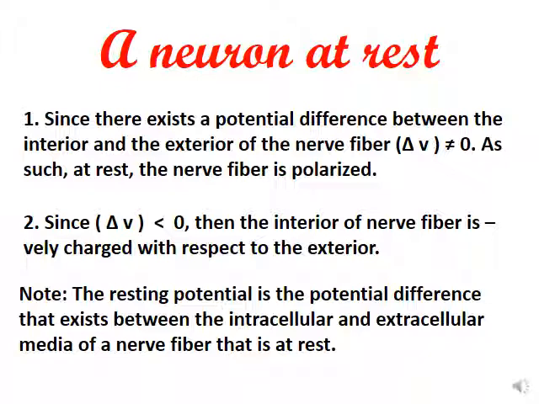As such, at rest the nerve fiber is polarized. Since delta V is less than zero, the interior of the nerve fiber is negatively charged with respect to the exterior. Note that the existing potential is the potential difference between the intracellular and the extracellular media of a nerve fiber that is at rest.